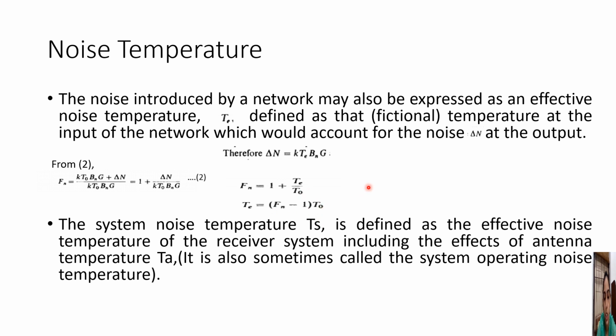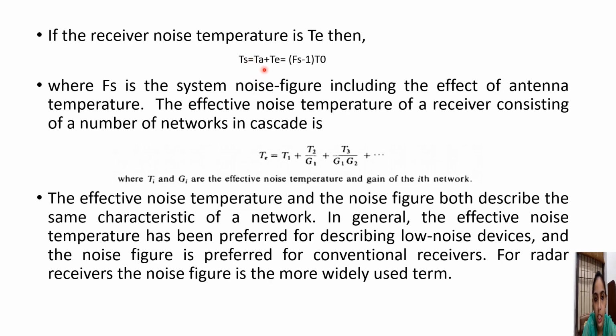Now, if we are considering the total system noise temperature, that is, considering the effects of antenna temperature TA also, that is Ts, which we write as the total of TA, antenna temperature, and Te. So if Ts is equal to TA plus Te, then we can also write it as (Fs minus 1) into T naught. Okay, so Fs is the system noise figure, which also includes the effect of antenna temperature. So if we have n networks in cascade, the effective noise temperature can be written as T1 plus T2 by G1 plus T3 by G1 G2, etc.